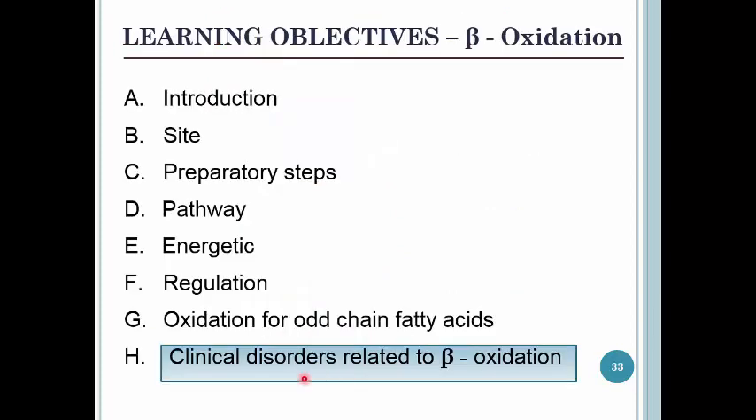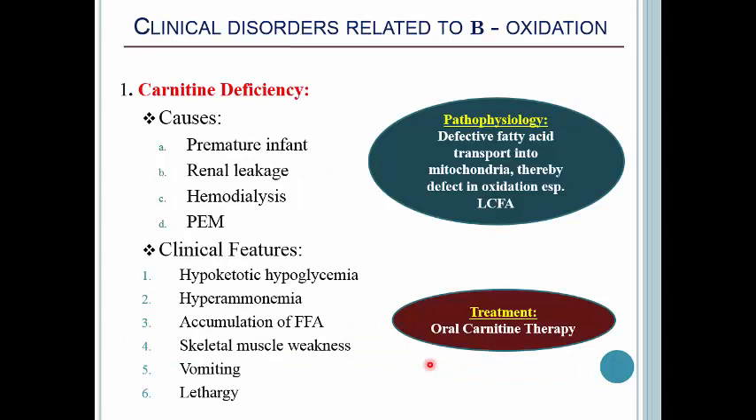Now the clinical conditions which are related to beta oxidation. First thing, that is the deficiency of carnitine. So as we all know, carnitine is one type of peptide, so it requires the amino acids. So causes of that are a premature infant, renal leakage of protein, or a patient undergoing hemodialysis. If the patient has protein energy malnutrition, the carnitine cannot form sufficiently.